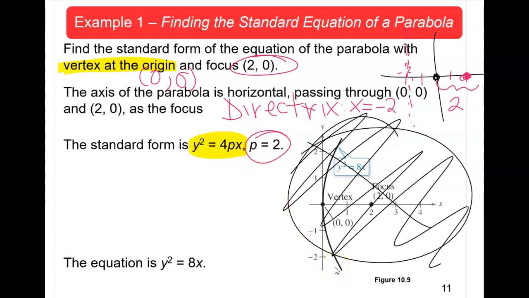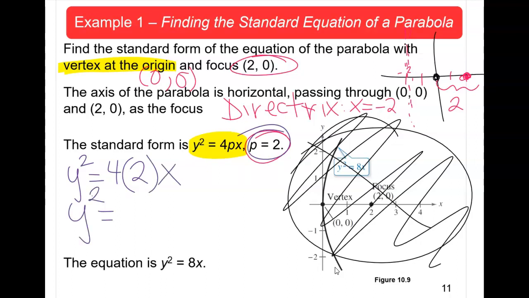So now if I just substitute the value that I got for p, it's going to be y squared is equal to 4 times that number 2 and then x. And so the equation will be y squared is equal to 4 times 2, which is 8x. And that's it. That's how you will leave your answer.